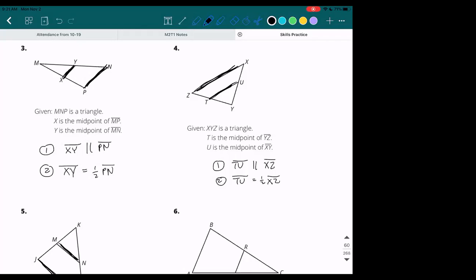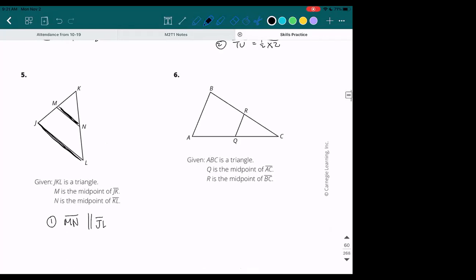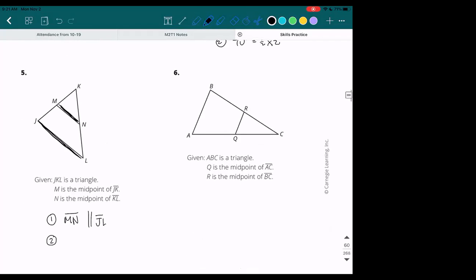All right, I'm good. So for number 5, the first statement is that they are parallel. So MN is parallel to JL. And then the second statement is about their sizes. So MN is the small one. The small one is equal to half the size of the bigger third side. So MN is half of JL.